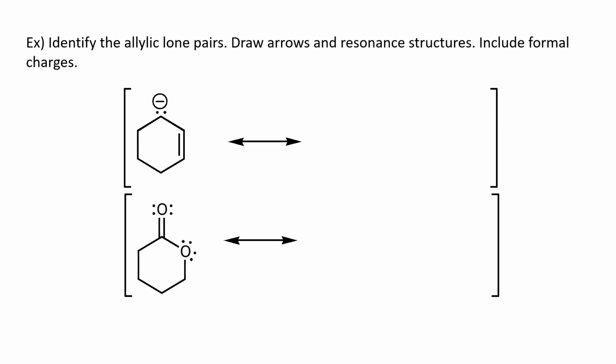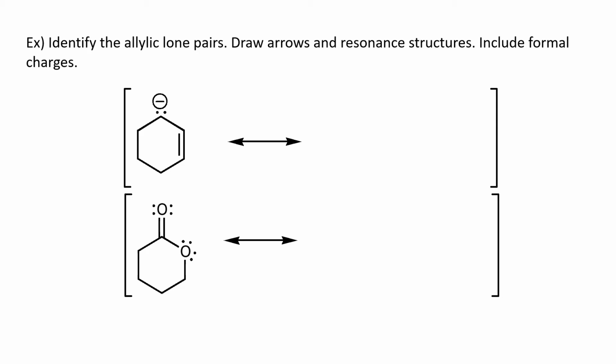Following the examples, I'd like you to stop the video and give these a try on your own. When you're done, you can check back and see how I solved the problem. Identify the allylic lone pairs, draw the arrows and the resonance structures. Be sure to include the formal charges.